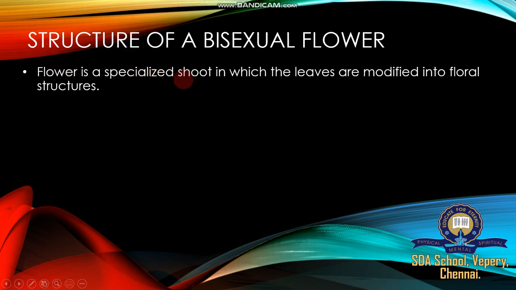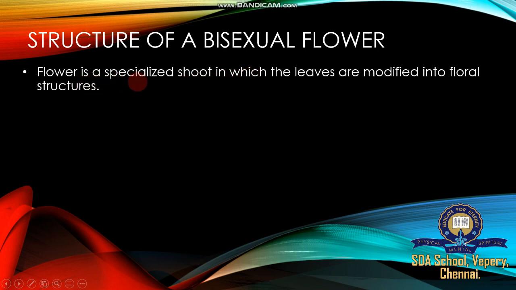A flower is a specialized shoot in which the leaves are modified into floral structures. What is specialized? When the plant has completed photoperiodism, the light and dark reaction, it is ready to develop a flower. Some plants take a long time to flower, after 3 months, 6 months, even 10 months. That period is called the photoperiod, completing the light and dark reaction, and plants get ready to reproduce and develop a flower.